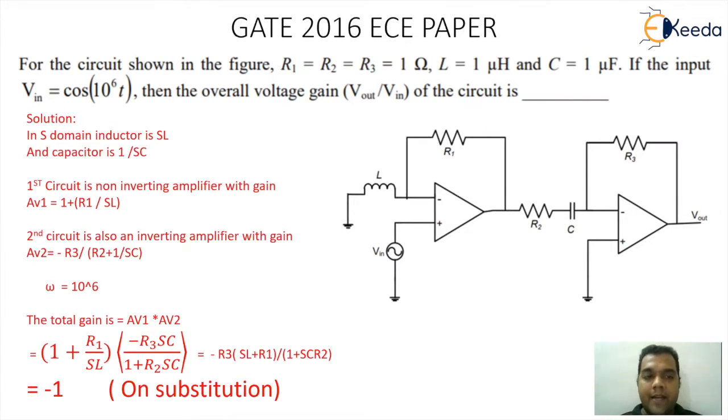Now the second circuitry is an inverting amplifier with the gain minus RF by R1. That's the normal definition when there are two resistances, one is RF and the other one is R1. So instead of RF here, we have the resistor R3.